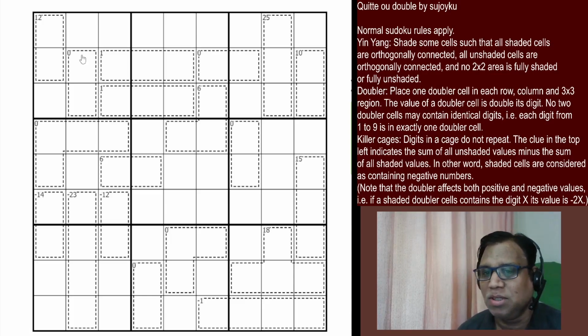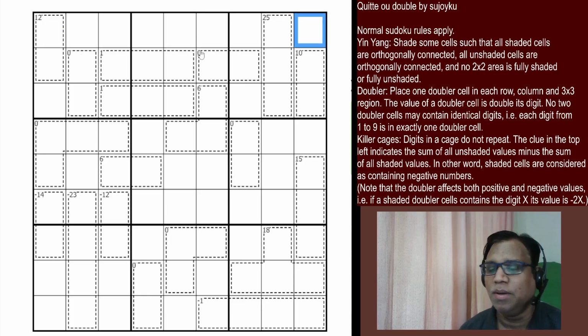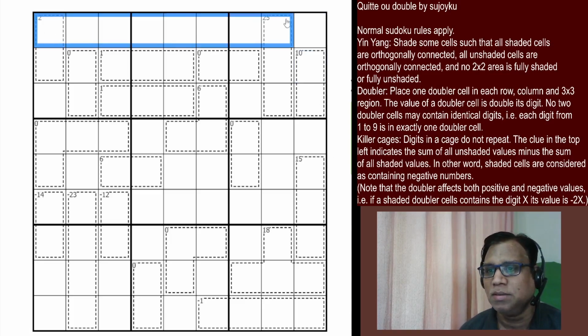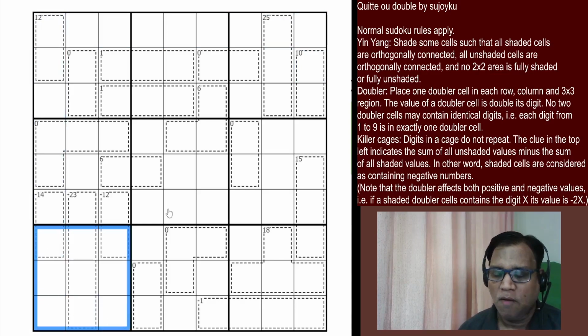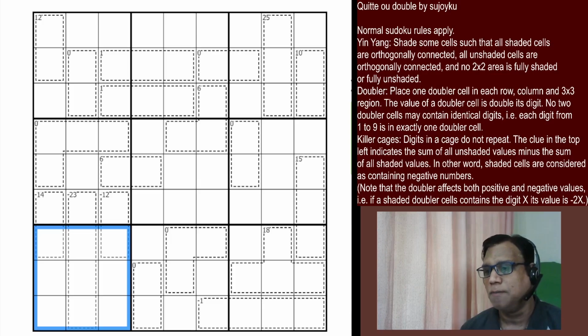But anyway, this one has 3-star difficulty, medium difficulty, and a very good rating. So let's read the rules. Normal Sudoku rules apply. That means each row, column, and 3 by 3 region must contain the digits 1 to 9 exactly once without any repetition. All right.